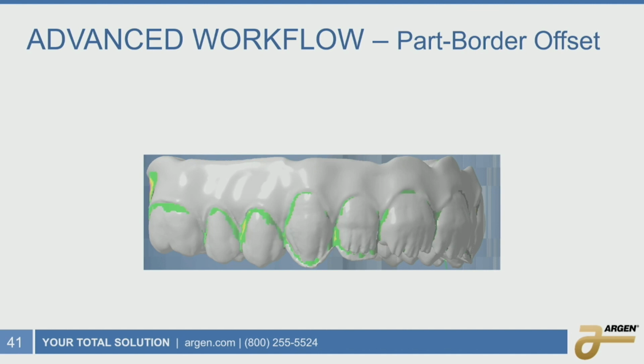And so what happens is, at the 2.7 millimeter part border offset, this is what we're left with. When you do a residual simulation, it tells you that in these areas you have up to about 0.2 millimeters of residual material still left that you're going to have to manually remove. Anything with yellow is probably up to about 0.5 millimeters of space.